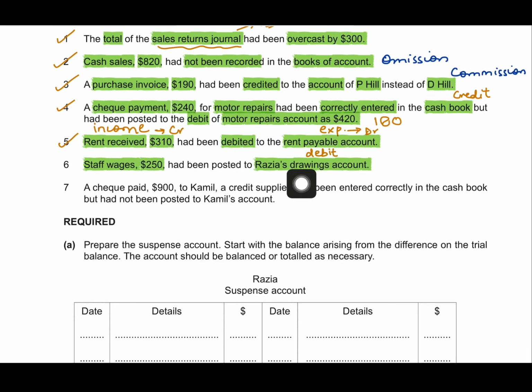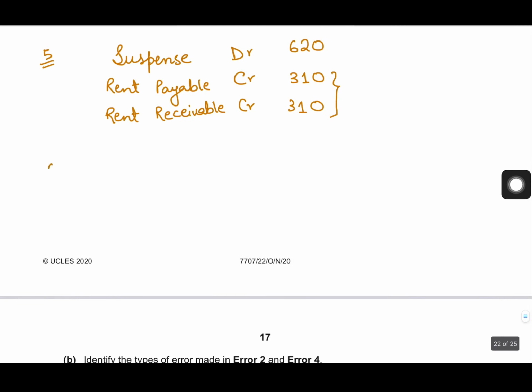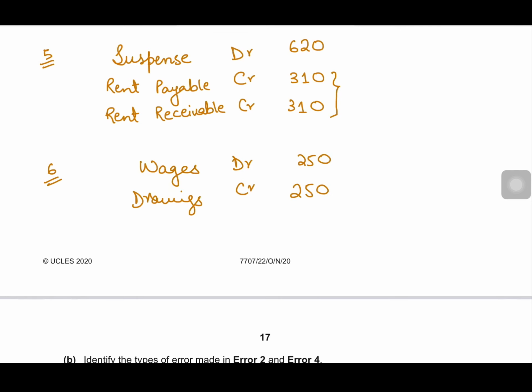How do we correct this error? First of all, establish what should have been done in the correct account. Wages should have been debited, so wages will now be debited, and eliminate the effect of the wrong entry by crediting your drawings account, right? Because right now they are debited. So error number 6, wages will be debited by 250 and your drawings account will be credited by 250 as well.